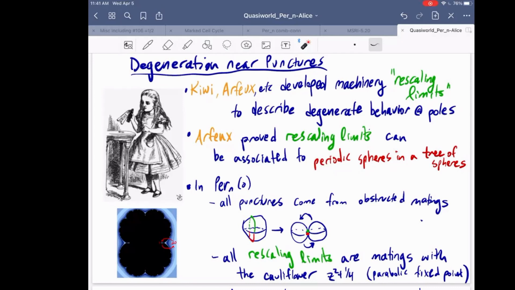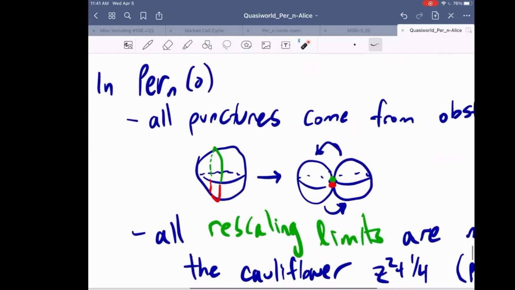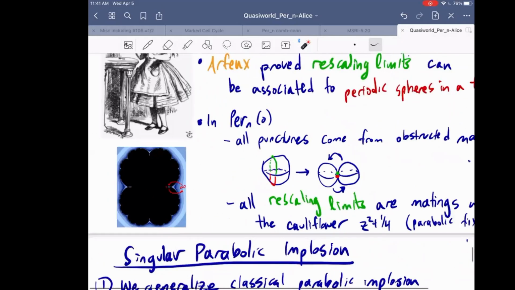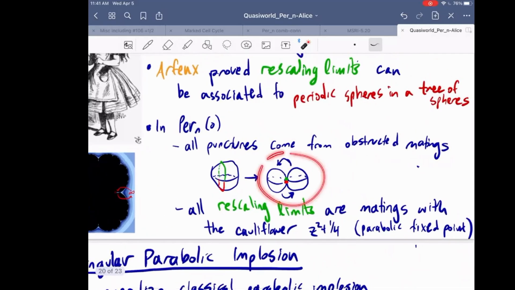Now, why is that relevant? Well, if you remember from the obstructed mating slide that we saw 20 minutes ago, in Per_n(0), all obstructed matings naturally have an association to a tree of spheres when we pinch down the Levy cycle. And then it becomes the question of understanding the periodic spheres when the map acts on this tree of spheres.